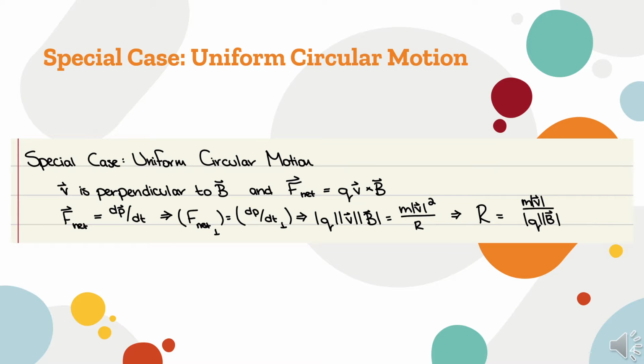Next, we looked at the special case of uniform circular motion. That is, when the velocity of a particle is perpendicular to the B field. We use Newton's second law of motion to set up the net force equal to the rate of change of momentum. Plugging in values for these expressions, we end up with this simplification to solve for the radius.